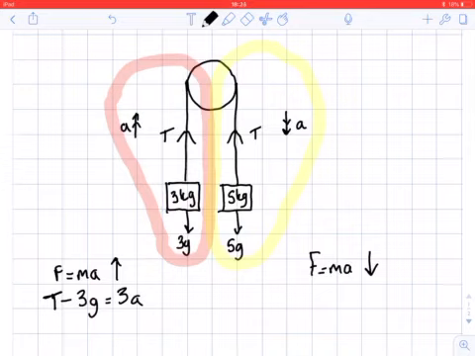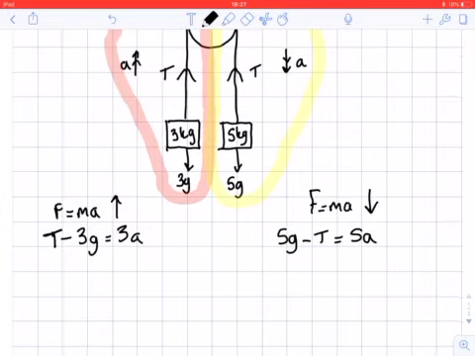If we're now going to apply F equals ma on the right hand side, it's moving downwards, so the force acting downwards is 5g, take away T, would also be equal to 5a, mass times acceleration again. Now as you can see, we've got two equations with two unknowns that are actually linked. What we'd normally do now is we would set up a substitution.